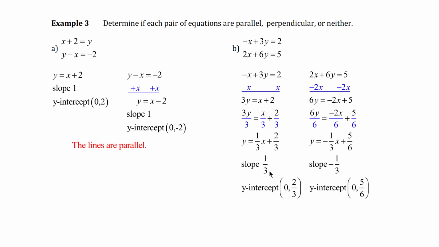Because the slopes are not equal, we know that these two lines are not parallel. Next, we need to check whether or not they're perpendicular. We just take the two slopes, multiply them together, and see if we get negative 1. So we have negative 1/3 times 1/3 is equal to negative 1/9. You can see here this is not equal to negative 1, so this indicates that these two lines are not perpendicular. Since they're not parallel or perpendicular, we just state that these two lines are neither.